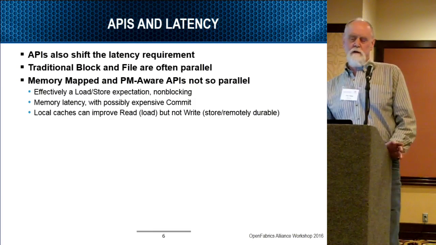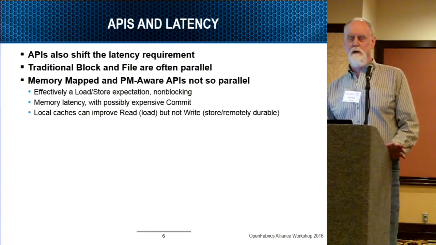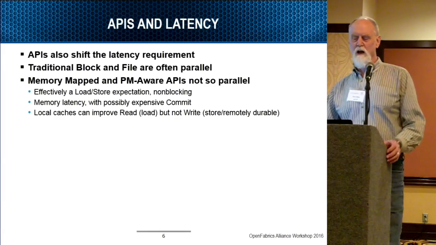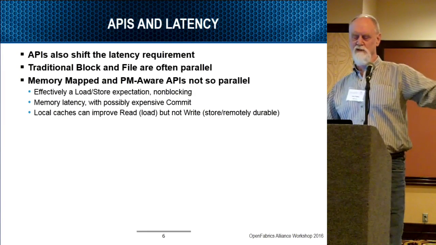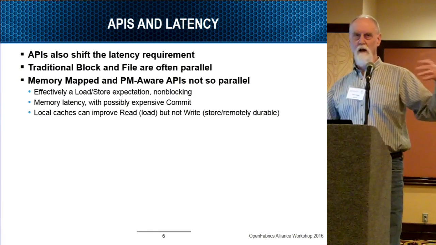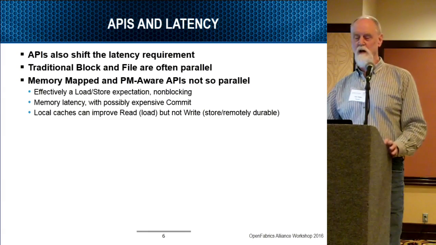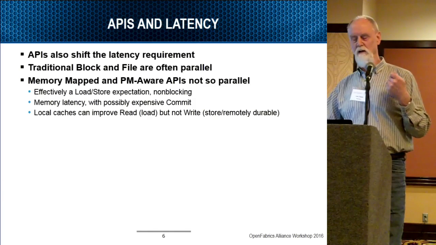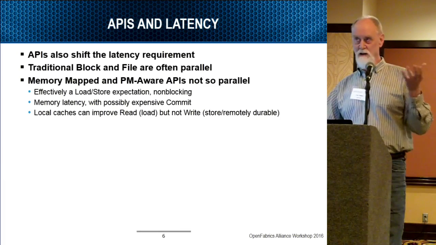A third contributor, or is this the second, to latency are the APIs themselves. And I just want to mention this in regard to what Doug was talking about and what others have talked about today. APIs also shift the latency requirement, and they sort of raise the bar on the latency. Traditional block and file APIs are pretty much parallel, right? They support async I/O, they have multiple operations in flight, they have very deep pipelines. Memory mapped and persistent memory aware APIs are not very parallel. They're effectively a load store expectation, and as Doug sketched, non-blocking, right?